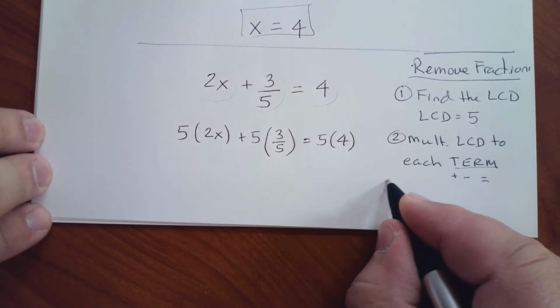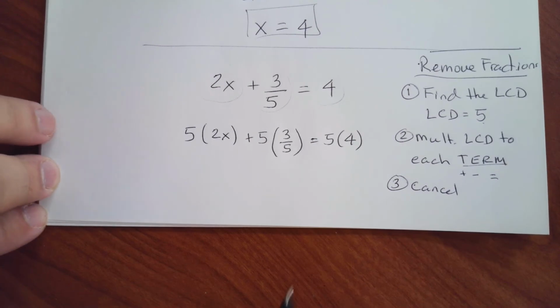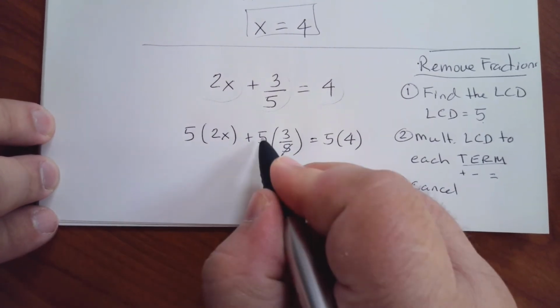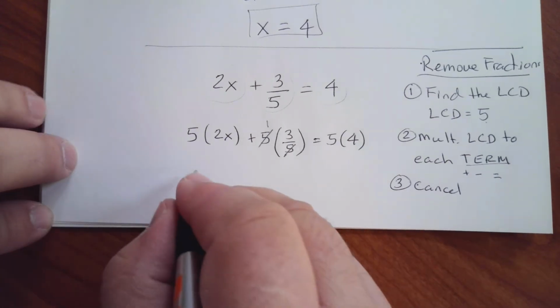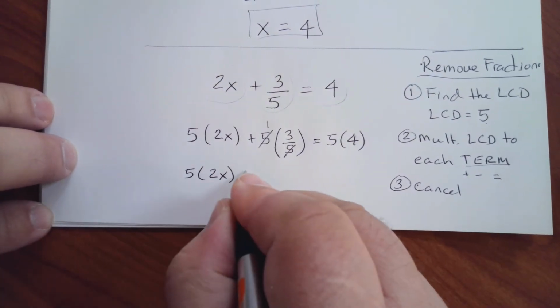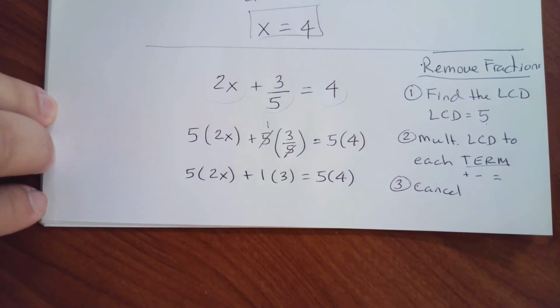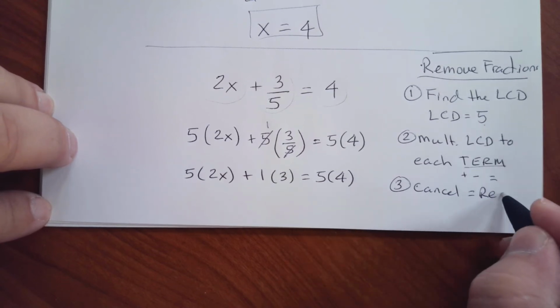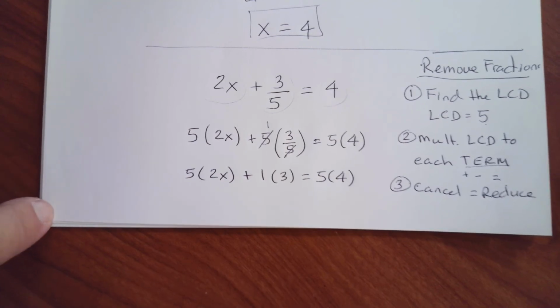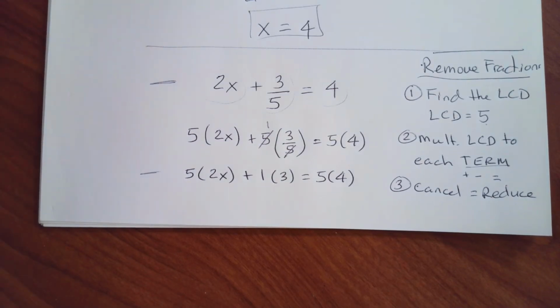So, the third step, once we multiply the LCD to each term, cancel. So, nothing can cancel here. The 5s can cancel. 5 goes into 5 once. So what we have left is... Instead of cancel, I'll say reduce. In other words, at this point, you get rid of all the fractions. Between this one and this one, which one looks easier to deal with? The top or the bottom? The bottom. They're exactly the same thing, they just look different.